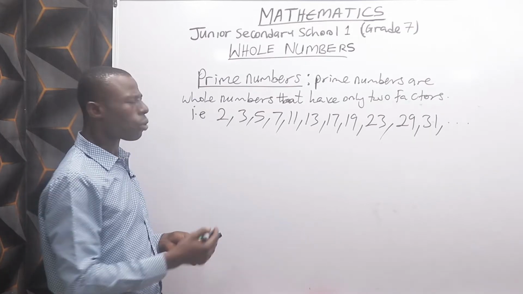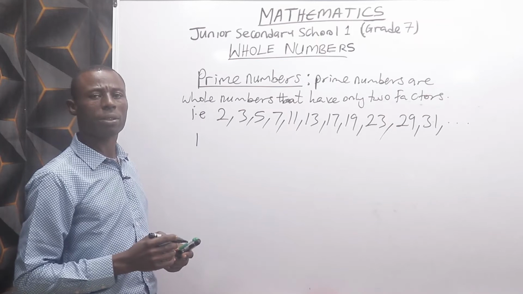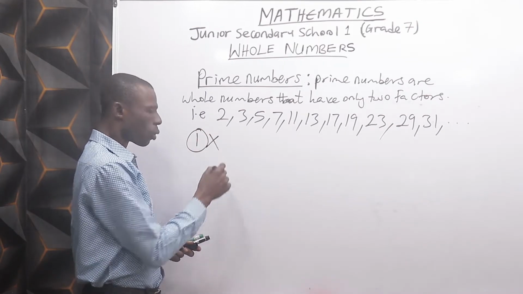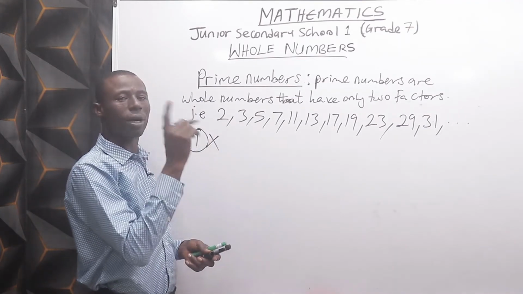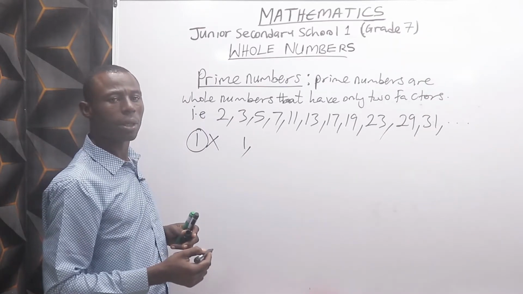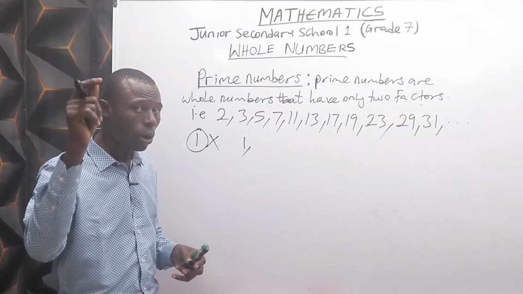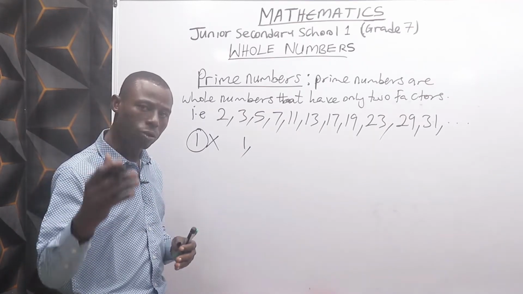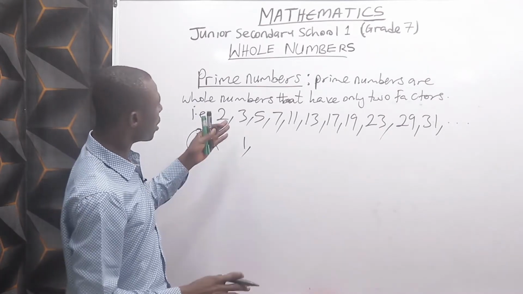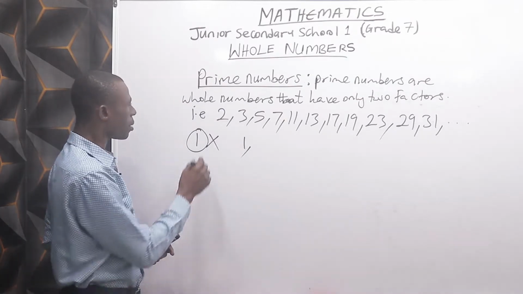Why don't we include 1 into prime numbers? 1 is not a prime number because it has only one factor. The factor of 1 is 1, and it's only 1. And prime numbers must have 2 factors, no more, no less. If it is more than 2 factors, it's not qualified to be a prime number. If it is less than 2 factors, it's not qualified to be a prime number.